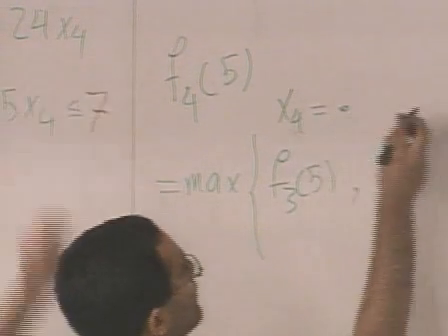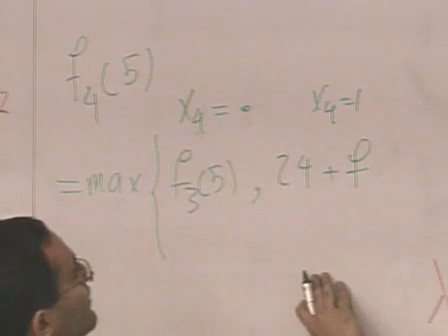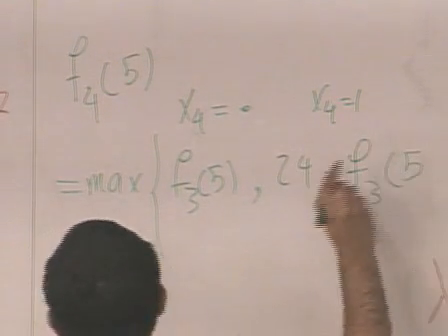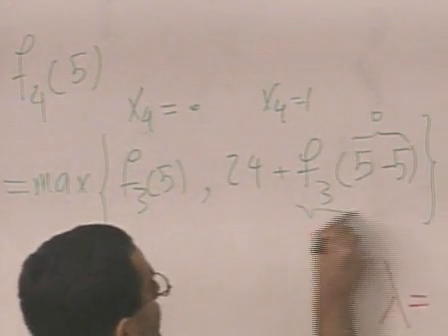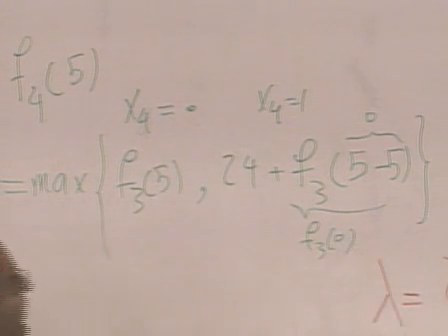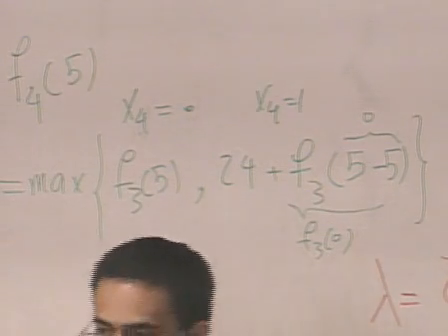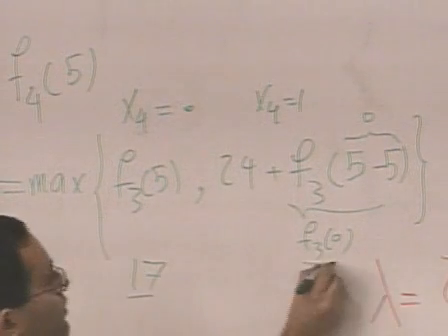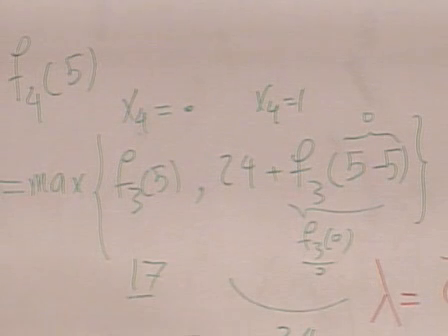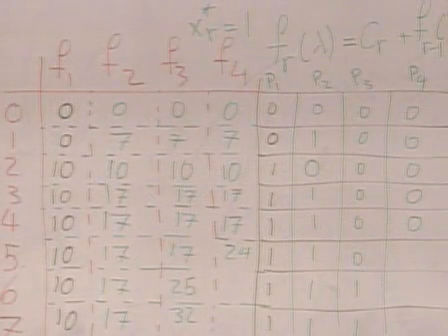Sorry, this is 0. And then you went to the stage before with how much capacity? F3 of 5 minus 5. Good. Which gives you 0, F3 of 0. Now, what's the value of F3 of 5? F3 of 5 is 17. The value of F3 of 0 is 0. 24. So you have to choose between 24 and 17. Obviously choose 24.